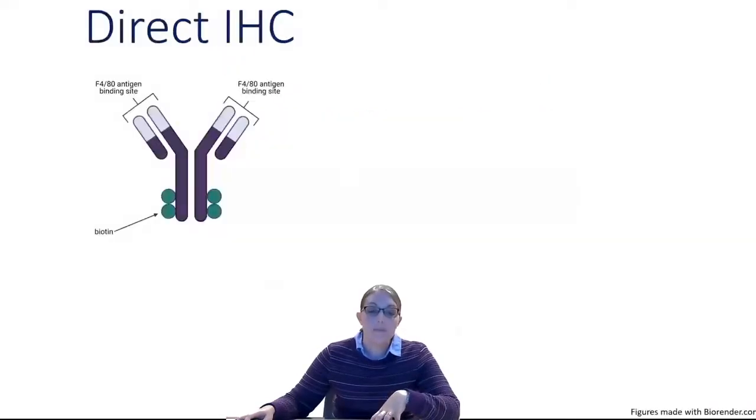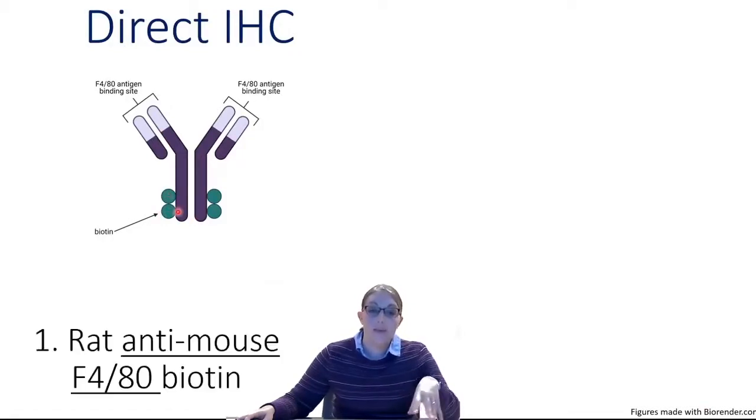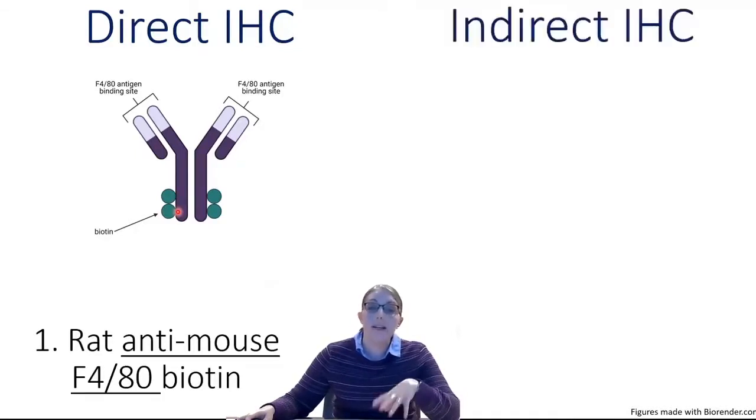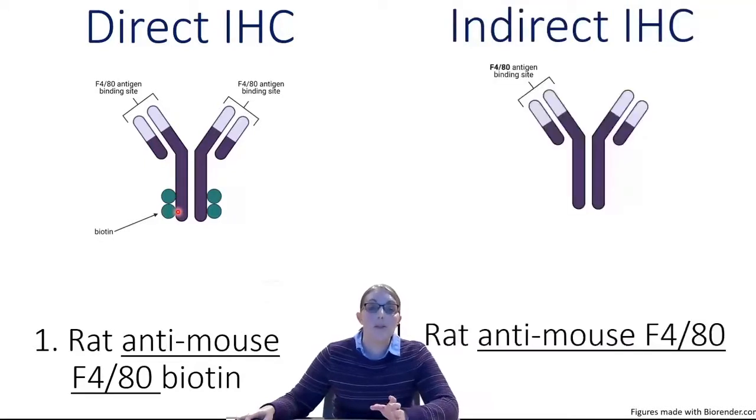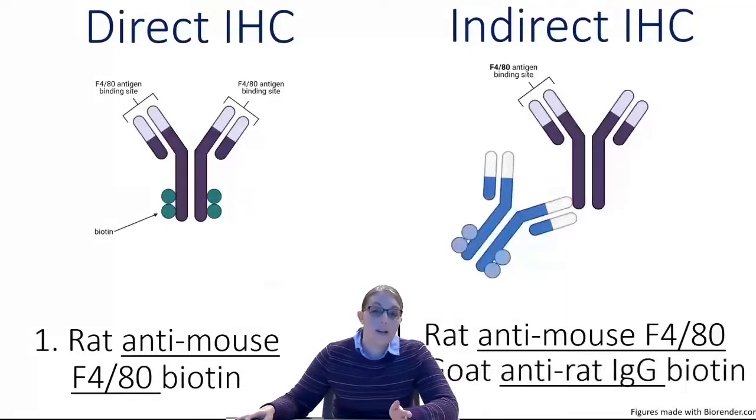So just to recap, today you're doing direct IHC because the antibody that you add that targets the antigen of interest is already conjugated to biotin. An antibody example for this would be a rat anti-mouse F480 biotin conjugated antibody. But in indirect IHC, we need to use a primary antibody such as rat anti-mouse F480, and then we need our secondary antibody such as a goat anti-rat IgG conjugated to biotin, and this will let us see where the primary bound within the tissue.